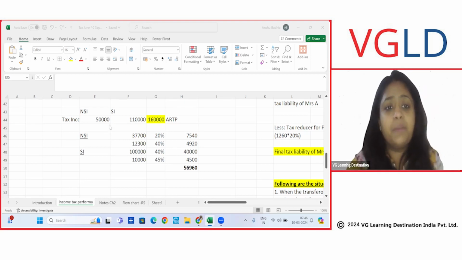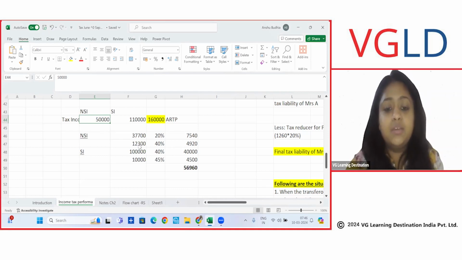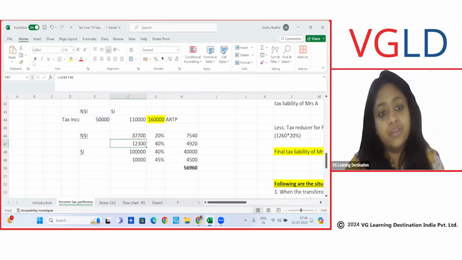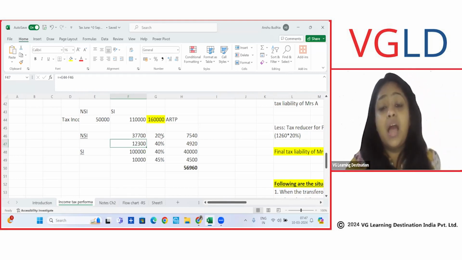Let's go step by step. NSI is 50,000. We know that up to 37,700, it is 20% tax rate applicable. So then beyond 37,700 till 50,000, what is the remaining income? It is 12,300. That will be taxed at 40% because now we have crossed the basic rate band. Till 150,000, higher rate band will continue.